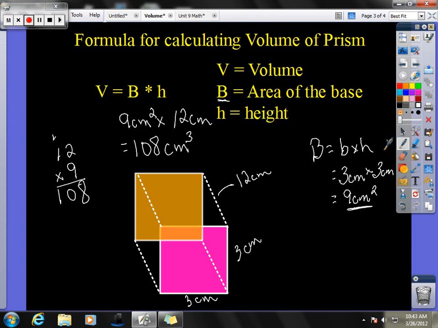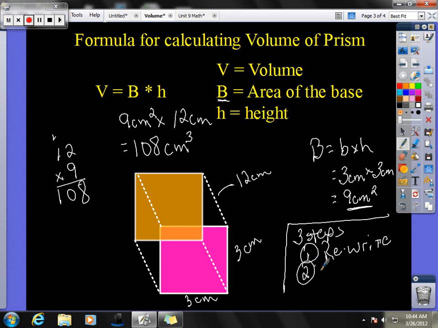I do want to remind you that every single problem you do, you must show all your work. The way we try to show all of our work is we use 3 steps. Step 1 is rewriting the equation. Just rewrite it again. Step 2 is to plug in all my numbers for all my answers. And step 3 is to actually do the math and solve it.